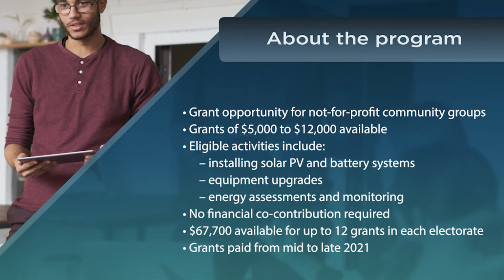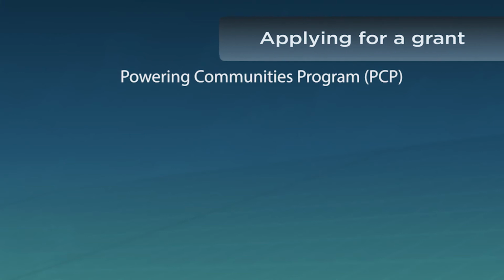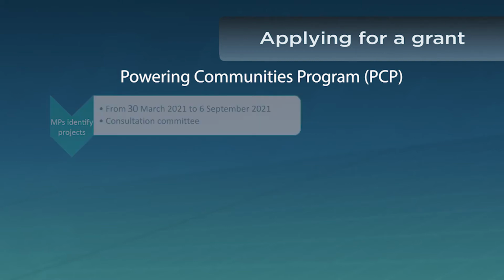In total, $10.2 million is on offer, with $67,700 available to each of the 151 federal electorates. Up to 12 projects may be funded in each electorate. Community organisations that wish to apply for a grant will need to go through a two-stage process. The first stage runs from 30th of March 2021 through to 6th of September 2021.